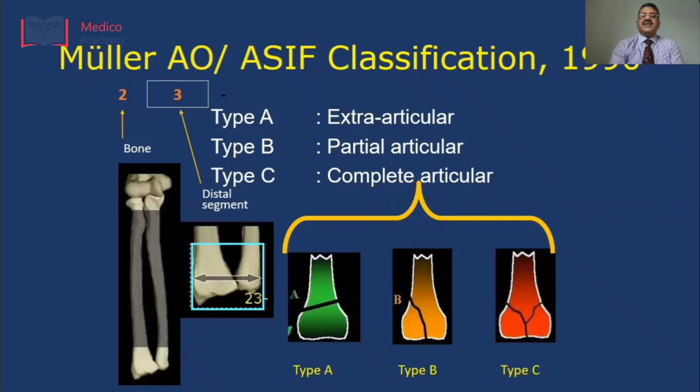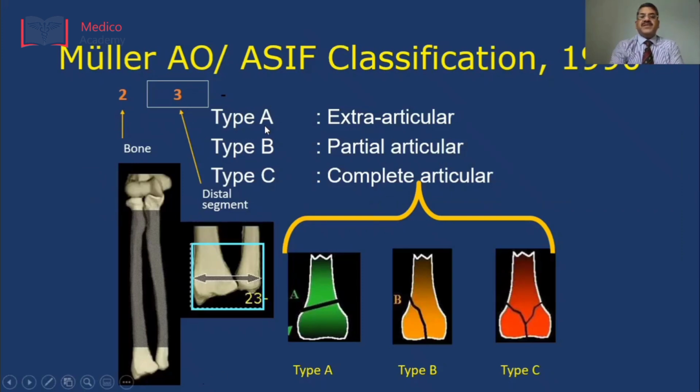Later on, in 1990, Muller gave us the AO/ASIF classification. And this is a very useful alphanumeric classification. Although it does appear a little bit cumbersome at present, it is a very detailed classification and quite easy to master once you've got the hang of it. So 2 represents the forearm and 3 represents the distal end of the forearm. So any distal radius fracture in the AO classification would classify as a 2-3 fracture.